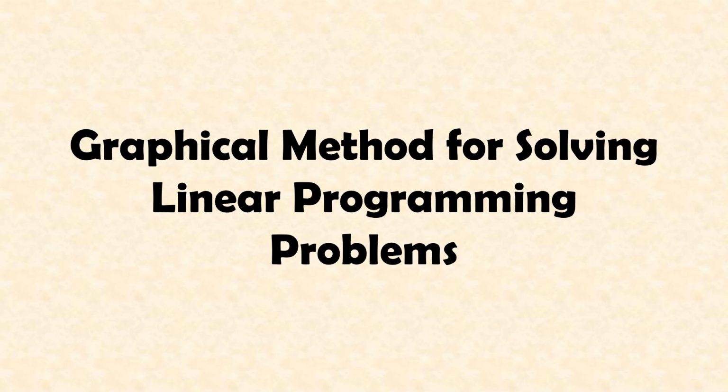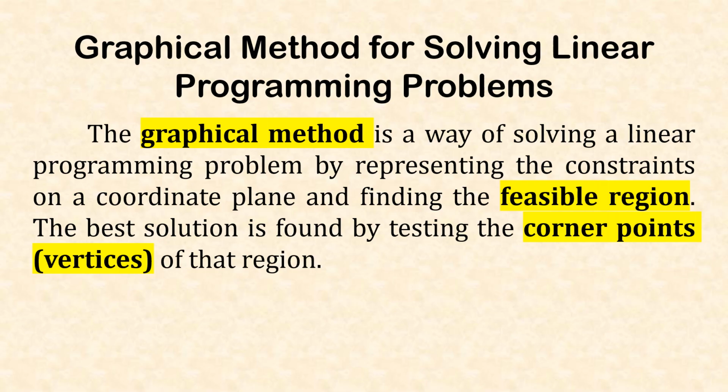Our topic for today is the graphical method for solving linear programming problems. The graphical method is a way of solving a linear programming problem by representing the constraints on a coordinate plane and finding the feasible region. The best solution is found by testing the corner points or vertices of that region. With this graphical method, we will determine the best solution by graphing.